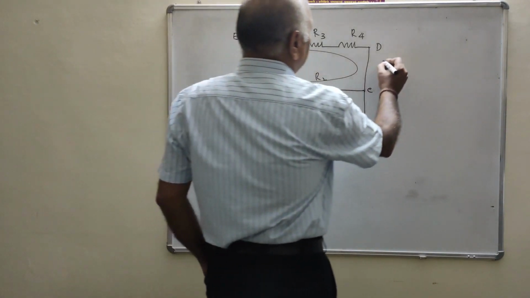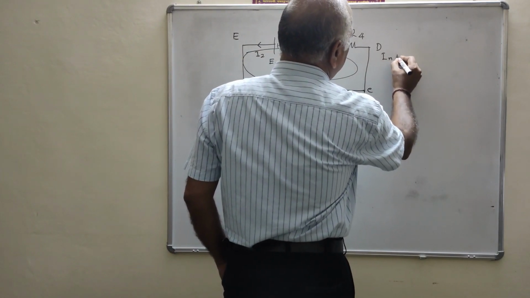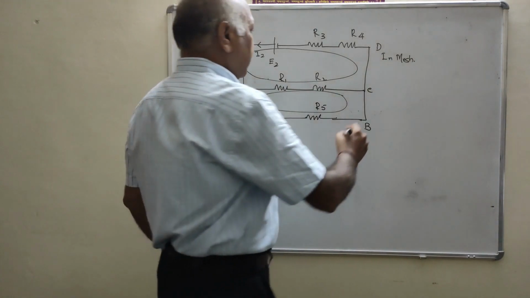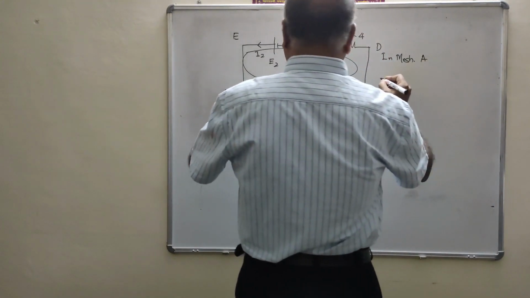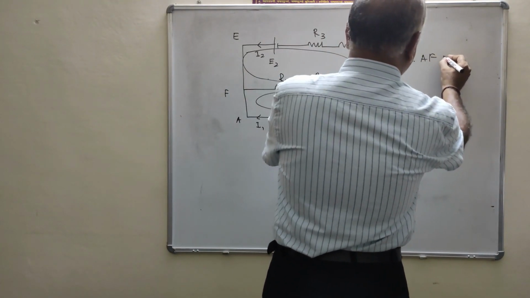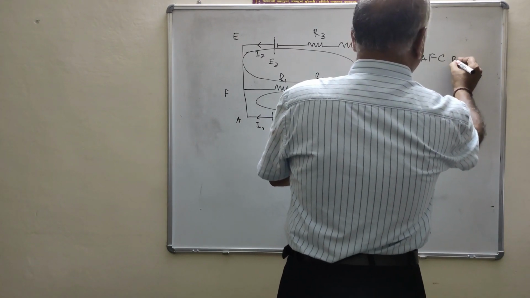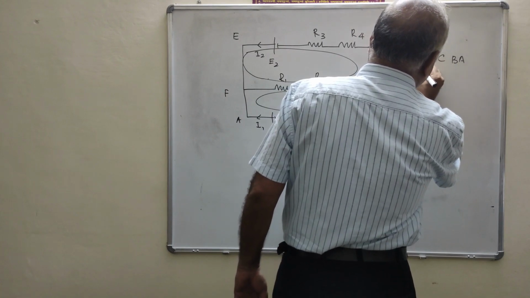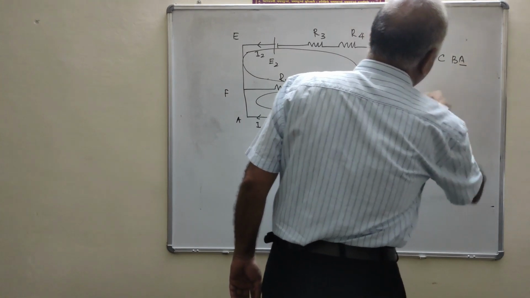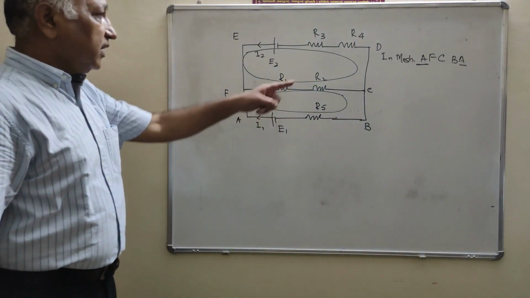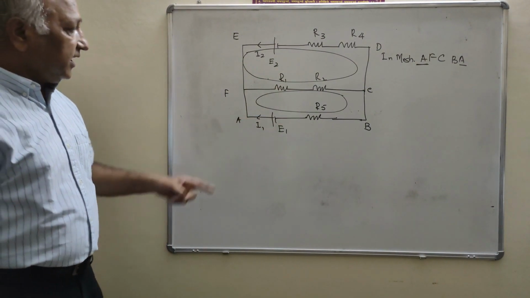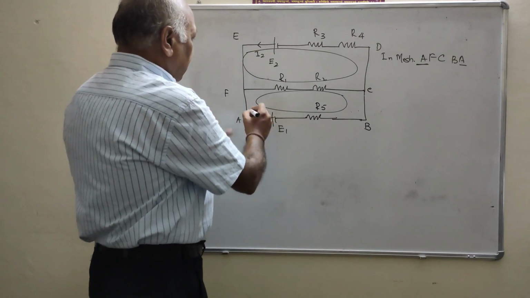Let us see. In mesh, A, F, C, B, A. Clear? In mesh, always remember which is the starting point. In the last, the same point will occur in the circuit. Clear? That means in mesh. Now you will see what is this.